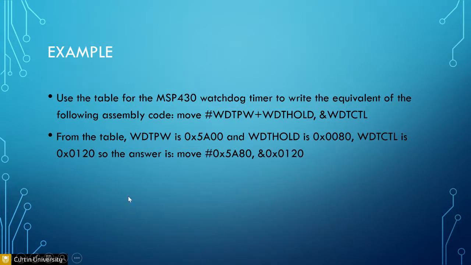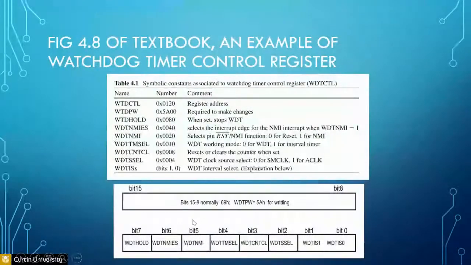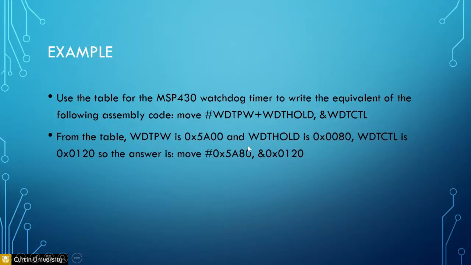Okay, use the table. For example, if WDP is 5A00 and to make it hold is 80, so you need to have 5A80. So you need to do something like this in order to write to this register. The top part needs to be 5A, and then it depends on the number that you want to assign here. The register is 5A plus something, the value.